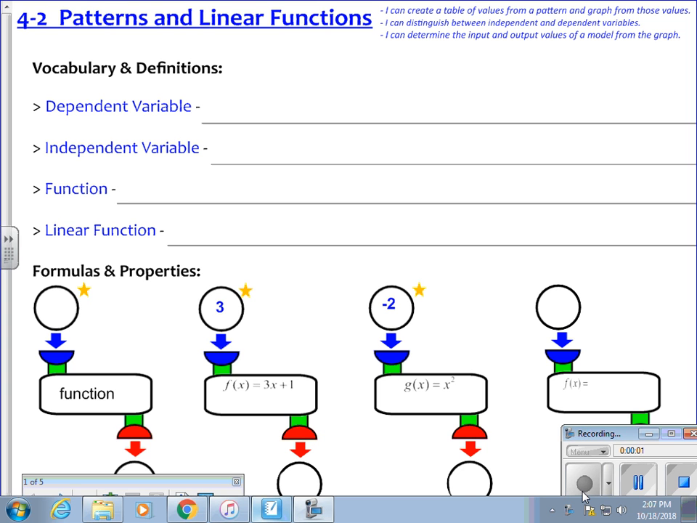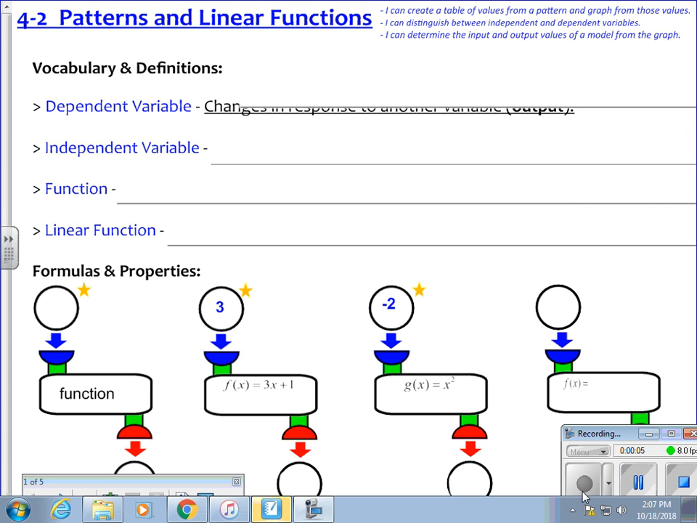Okay, so today's about patterns and linear functions. First vocabulary word, dependent variable. Your dependent variable changes in response to another variable, the output. Usually your dependent variable is y.